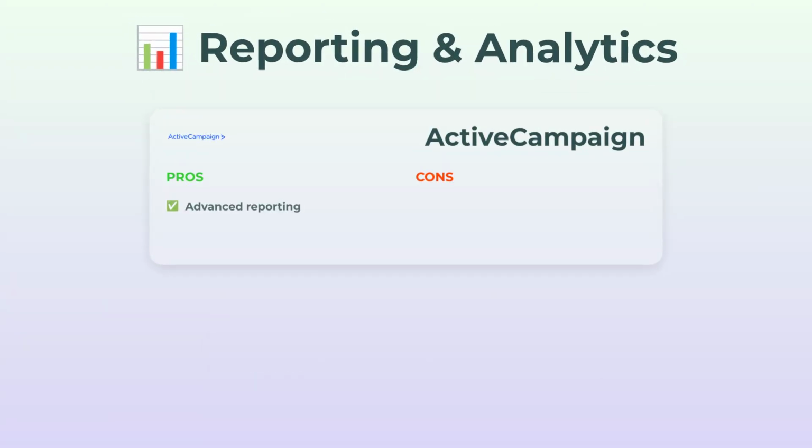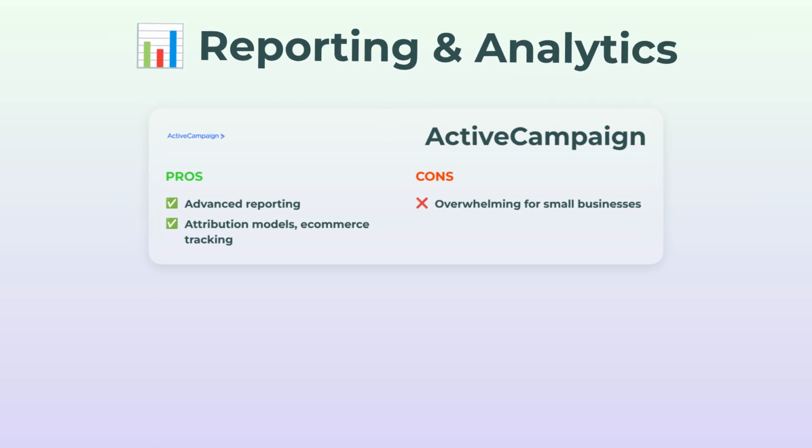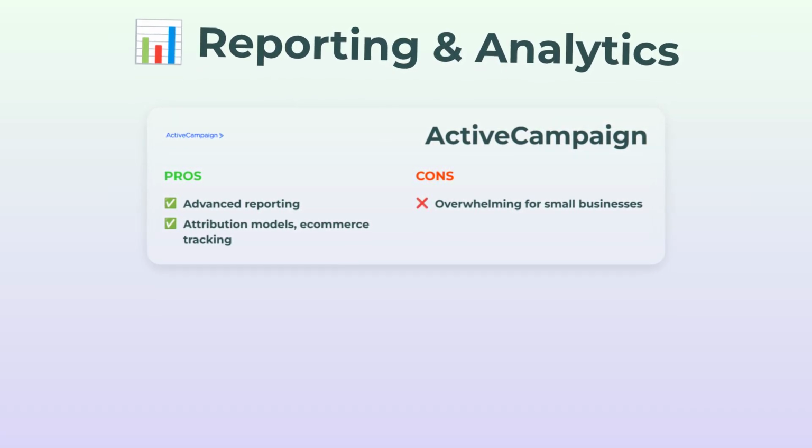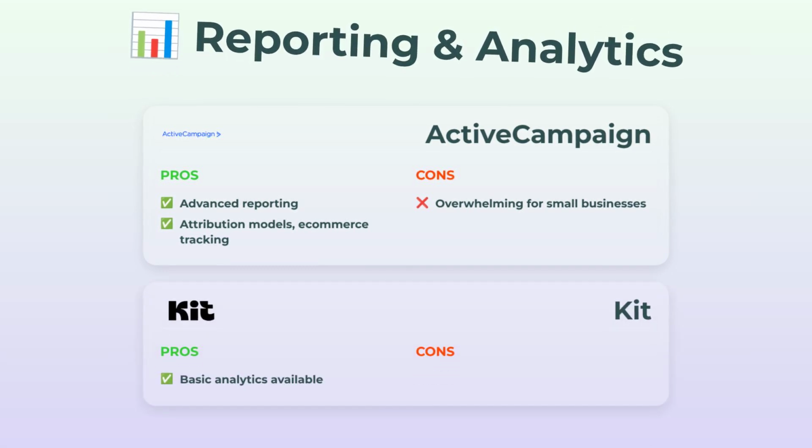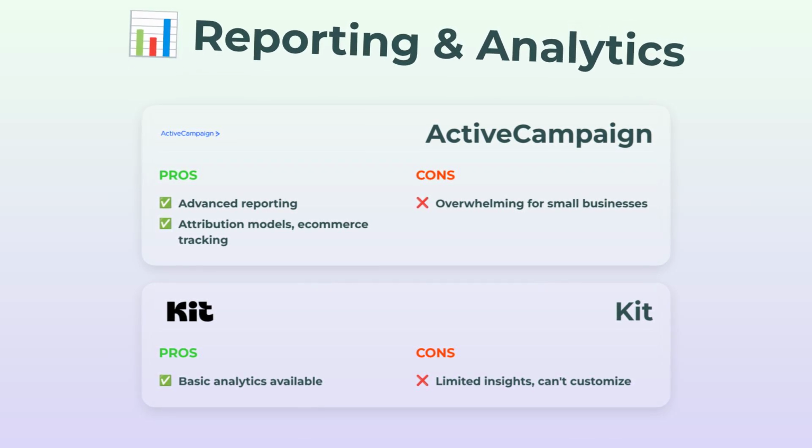All right, reporting and analytics. ActiveCampaign is for data geeks. You get advanced reports, see which automations work, check the nitty-gritty of your e-commerce tracking. The caveat? It can actually be pretty overwhelming if you're running a small shop, and some people just want the basics. Now, Kit. It gives you basic numbers, nothing crazy, no deep dives or custom stuff.